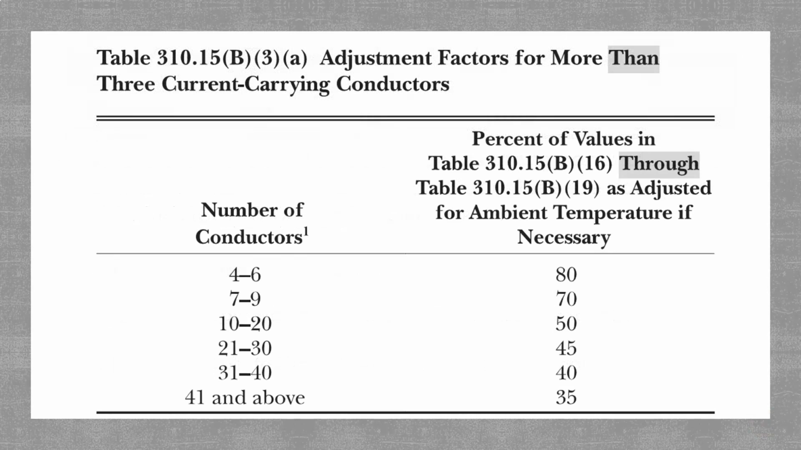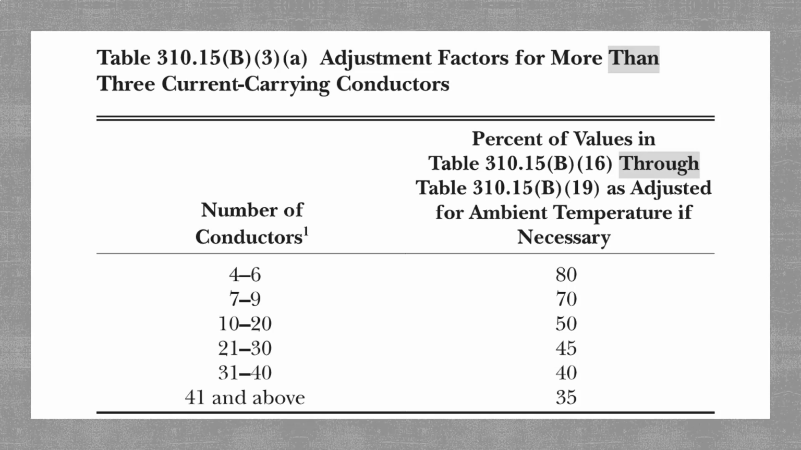So here's our table 310.15(B)(3)(a), which is adjustment factors for more than 3 current carrying conductors. Now this table is a little bit more simple to use than our 310.15(B)(2)(a). All we do to use this table is, on our left-hand column, we have number of conductors. You'll notice it starts off with the lowest number being 4, because once again this is only when we're dealing with more than 3 current carrying conductors.